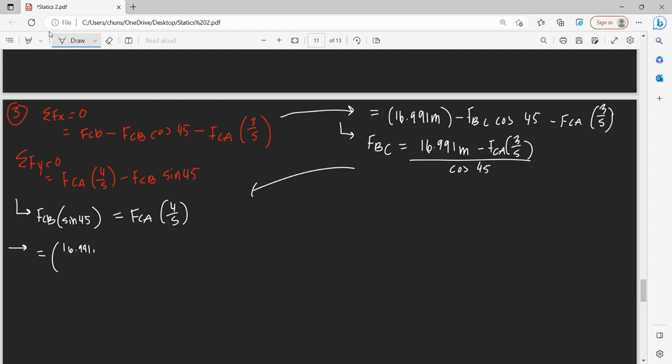This will give 16.9191 minus 3/5. Let's just simplify that, so 0.6 FCA cos 45 times sine 45 equals 4 divided by 5, 0.8 FCA.